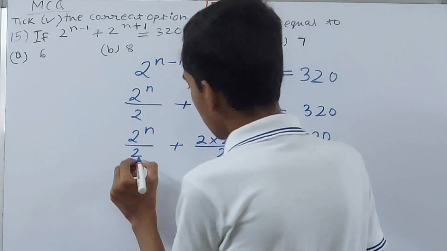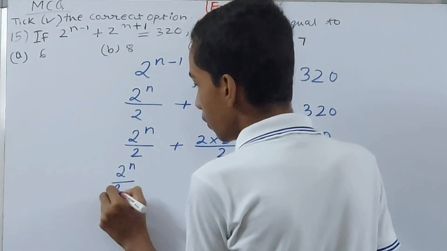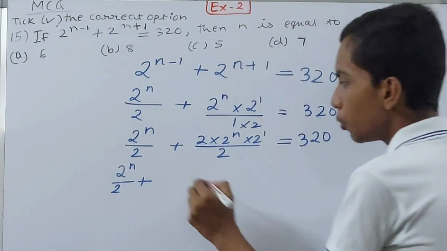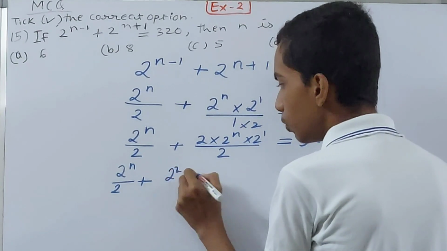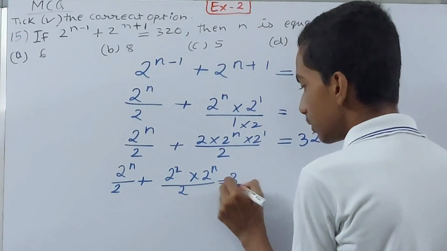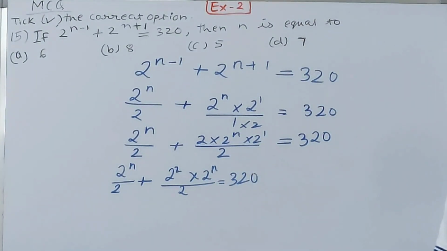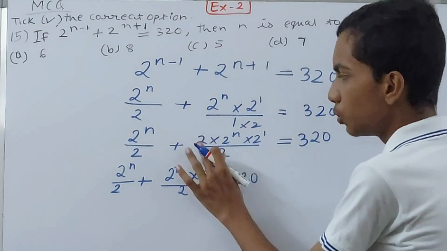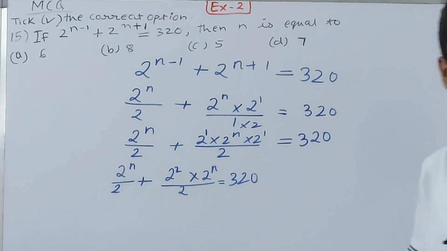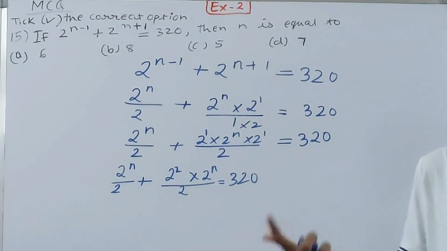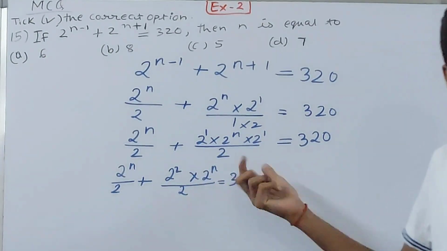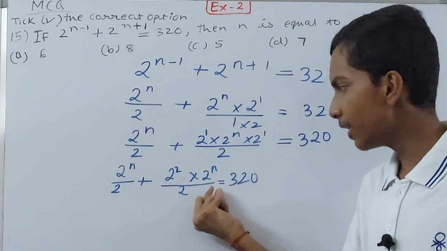So you can see now, what have I got? 2 to power n upon 2 plus 2 into 2 to power n upon 2 is equal to 320. Why am I getting this? This 2 has 1 in the exponent, this will also have 1, because any number we can write to the power of 1. So again to add them, 1 plus 1. Why have I not added 2 to power n also in this?